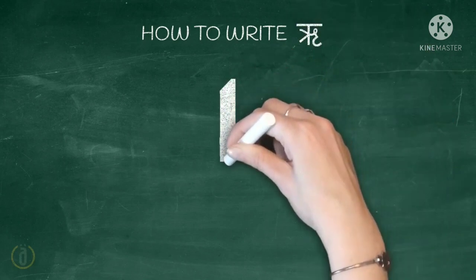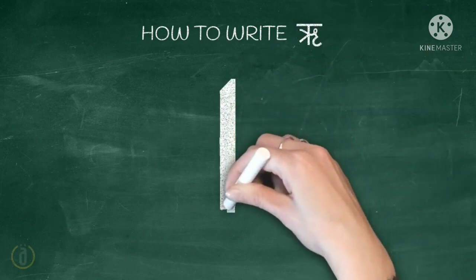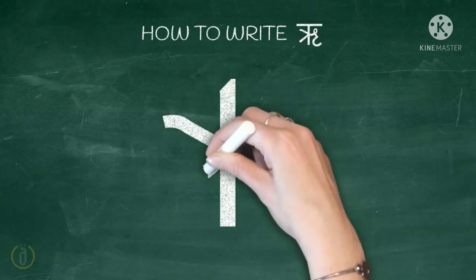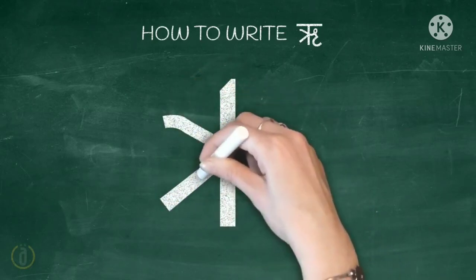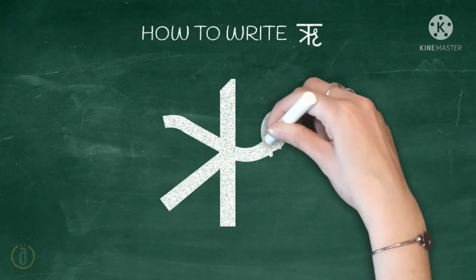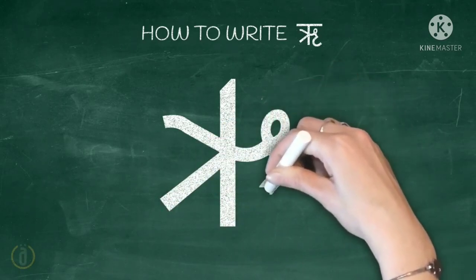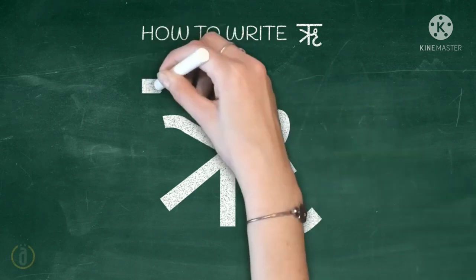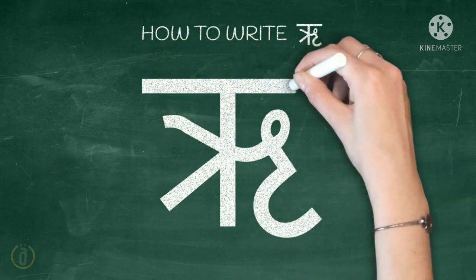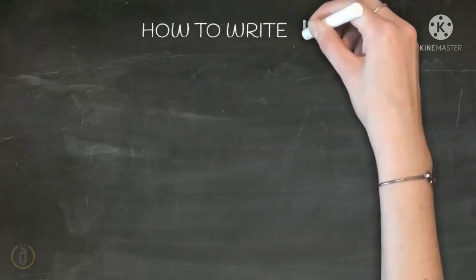Draw one standing line and next draw a slanting line from the top and bottom. It joins with the middle of the standing line and next join a hook like this. And then you join a sleeping line on the top. Next letter is E.